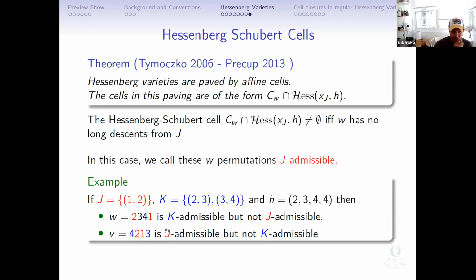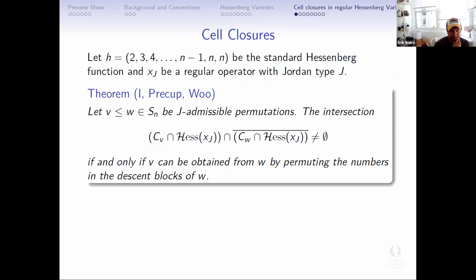However, it's not K admissible because, well, 2 is to the left of 3, which is fine. 4 is to the left of 3, and it's too far to the left. Hopefully that's clear with those two examples, kind of showing what K admissibility and J admissibility are telling us.